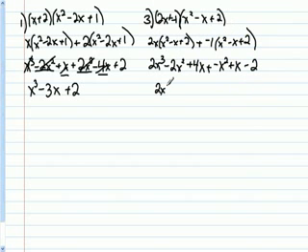The only third power I have is 2x to the third, so I'll write that down. I have a negative 2x squared and a negative x squared. That's negative 3x squared. And I have 4x and an x, that's 5x. And I have a negative 2. And that's it.